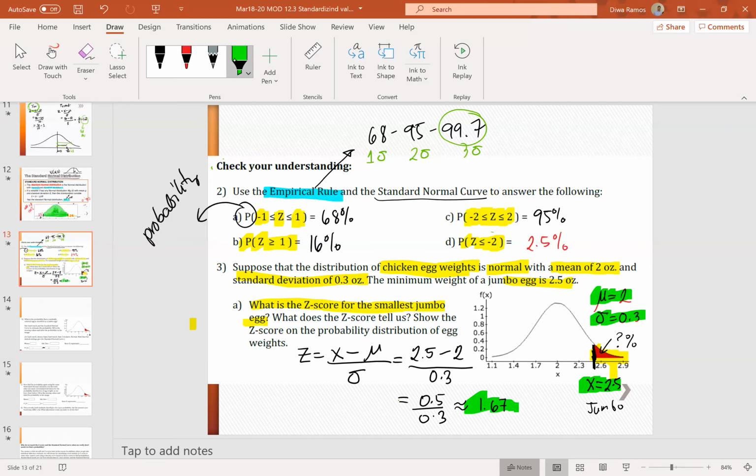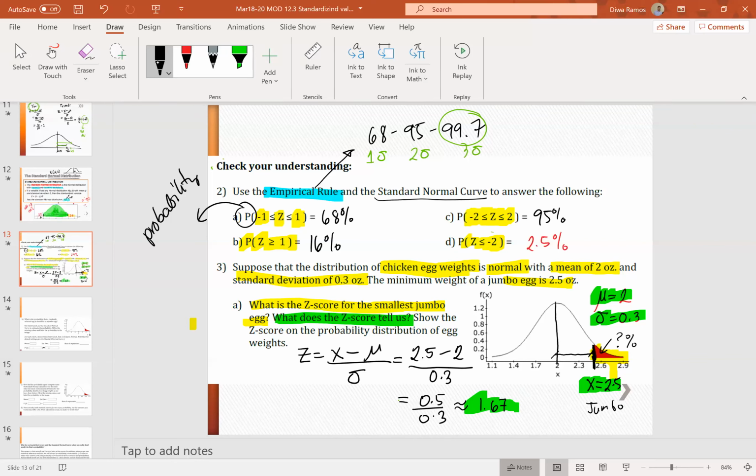That's one of the requirements for letter A. We need to calculate the z-score. The next question is, what does the z-score tell us? Does anybody remember what it tells us? What does a z-score mean? That's 1.67. It indicates that it's 1.67 standard deviations away from the mean.